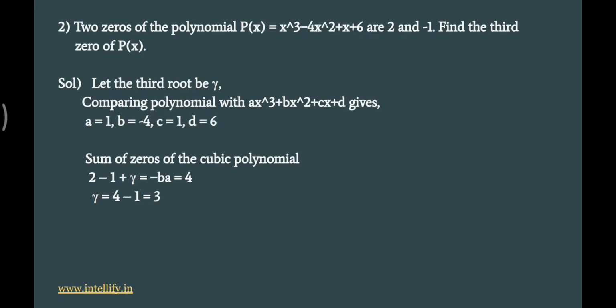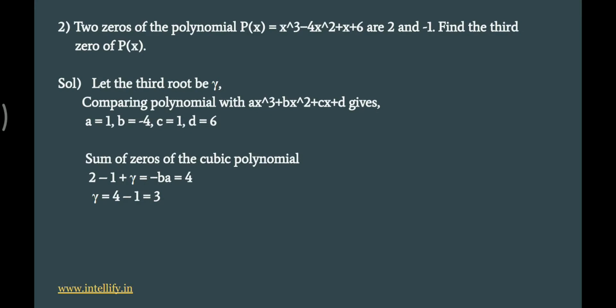Here we can see x cube minus 4x square plus x plus 6. Here the two zeros are given as 2 and minus 1. Find the zero, meaning we need to find the other zero. Let the third root be gamma. We can know that the sum of the zeros will be minus b by a. Minus of minus 4 is 4, and gamma equal to 4 minus 1.